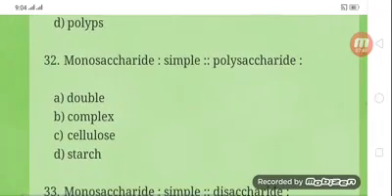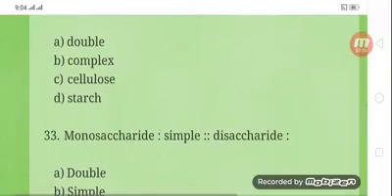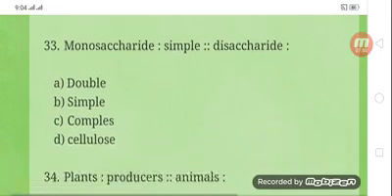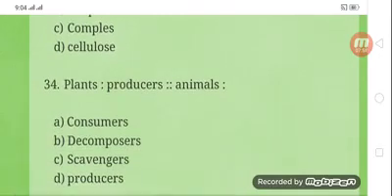Next, number 32, monosaccharide, that's simple sugars. Polysaccharides are complex sugars. Letter B. Double sugars are disaccharides. Monosaccharides, simple sugars. Disaccharides, double sugars. This is letter A.